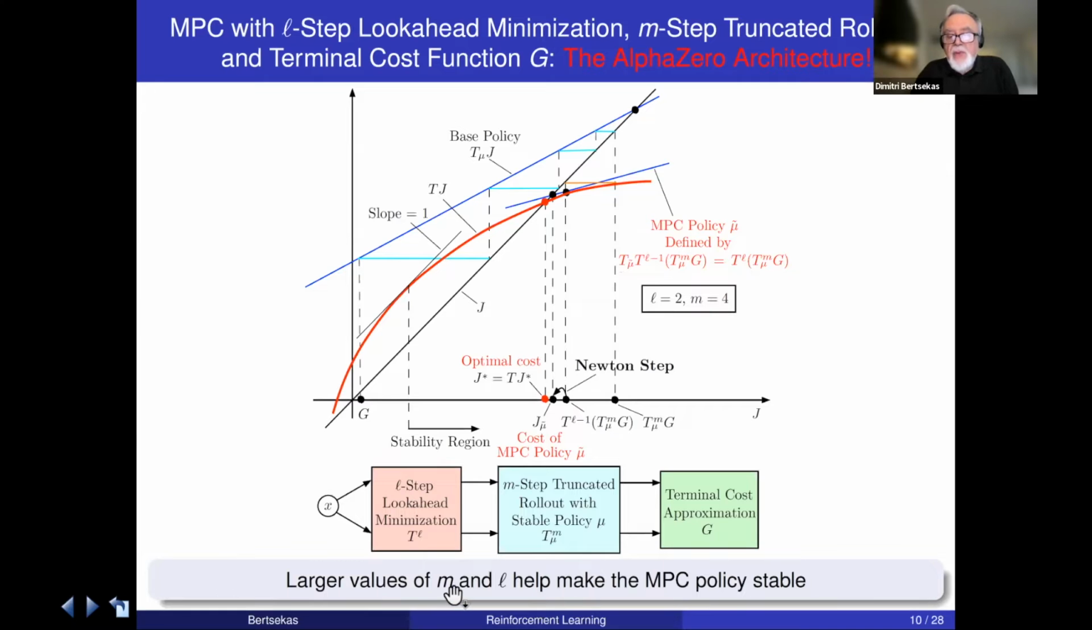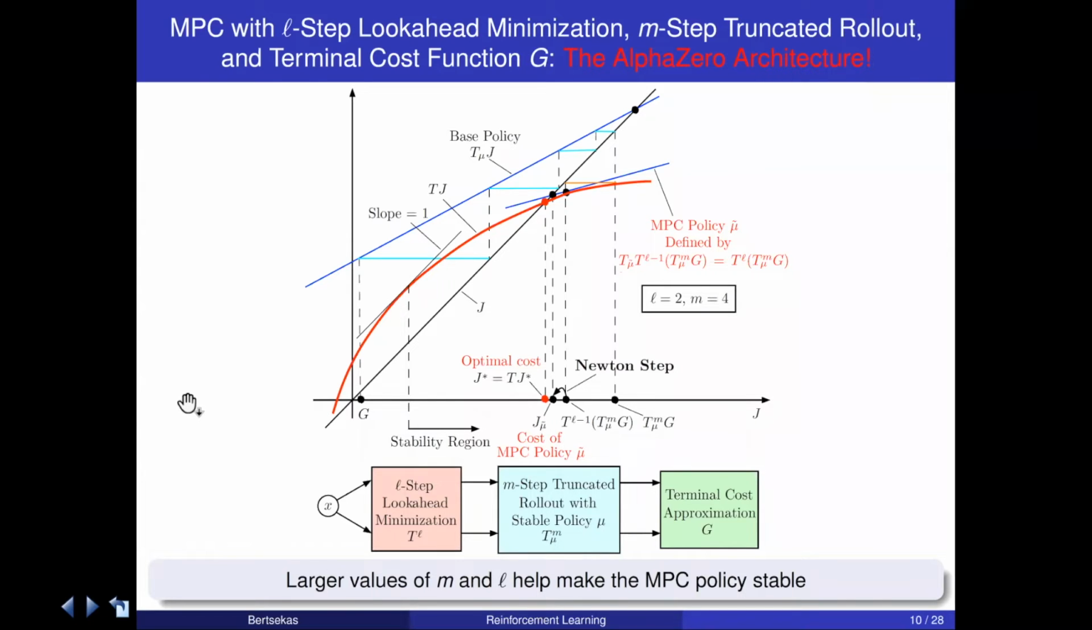So larger values of M and also L, if you look at variations of these figures, make the MPC policy stable. Large values of M push the starting point of the Newton step towards the cost of the stable policy. Large values of L push the starting point of the Newton step towards J star, okay? I know it's a little confusing, but if you study this figure, you'll learn much more than you would by looking at analyses that take pages and pages and complicated equations.